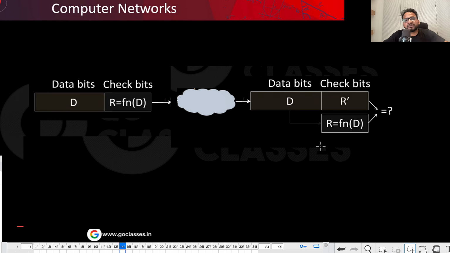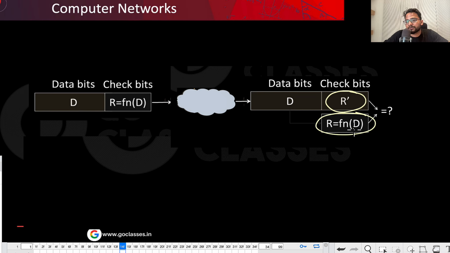Okay, so once it receives the data, it may be possible that there are some flips in the data. Instead of R, it could be R dash, instead of D, it could be D dash or something. Then the function, which is just a mathematical function, is also known to the receiver. The receiver will again apply this function to the data and check whether what it gets is the same.